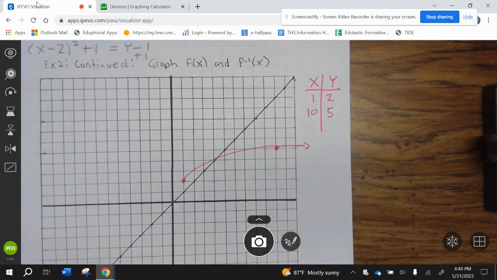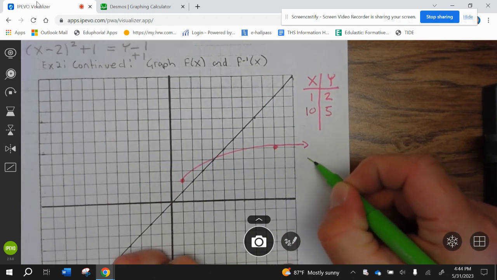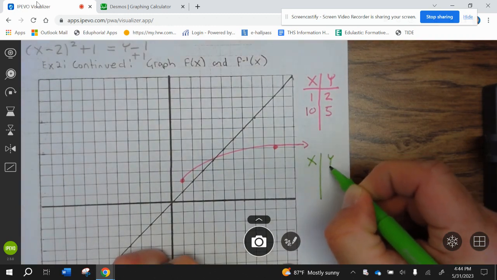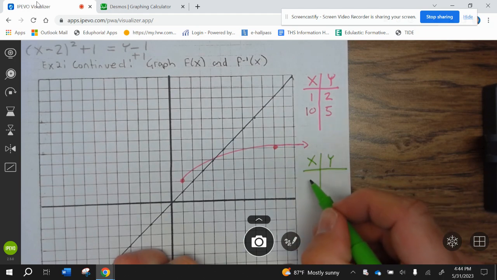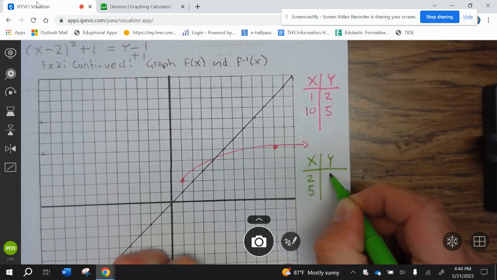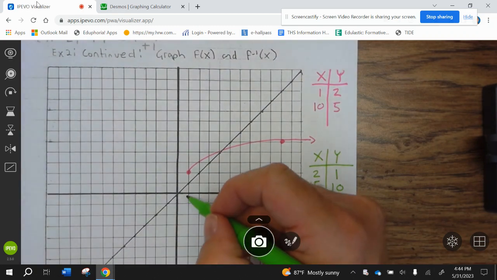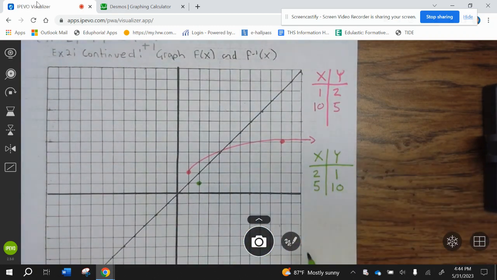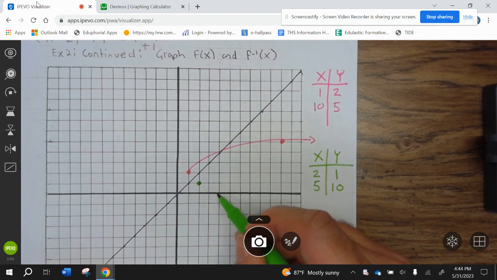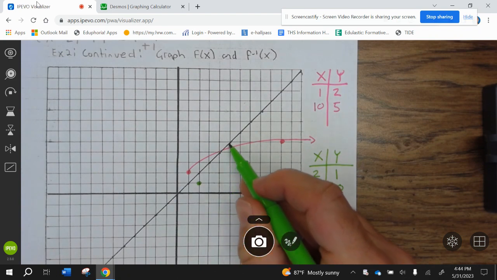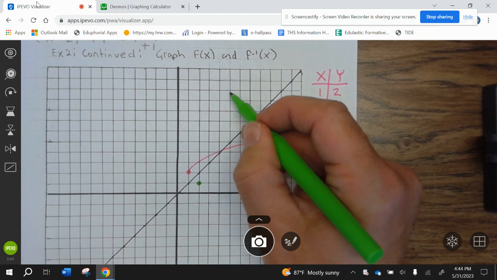Okay, and then for the inverse, all we have to do is switch x and y. So it becomes 2 and 5, and this becomes 1 and 10. Okay, so 2, 1, and then 5, 10.